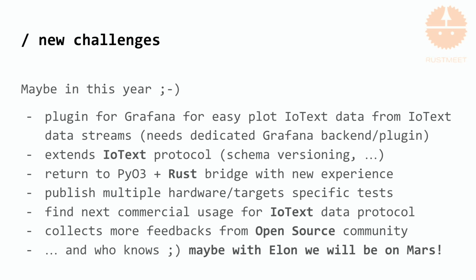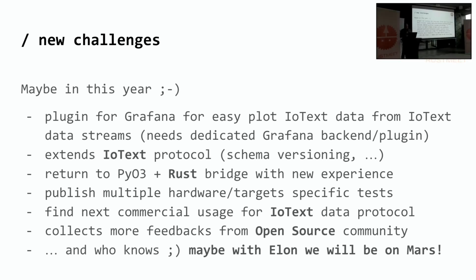Okay, so I have a few challenges for my protocol. First, writing a plugin for the Grafana ecosystem. Grafana is a visualization tool for any kind of plots, metrics, data streams. This is my first point. Next, extending the IoText protocol with schema versioning.